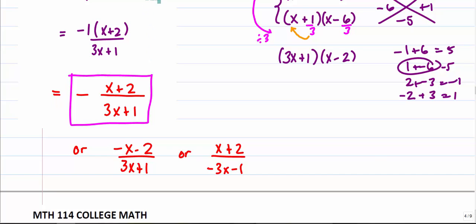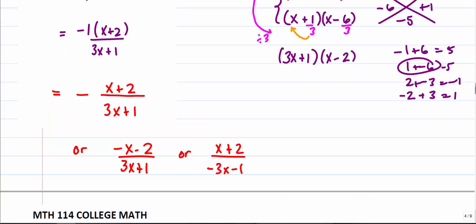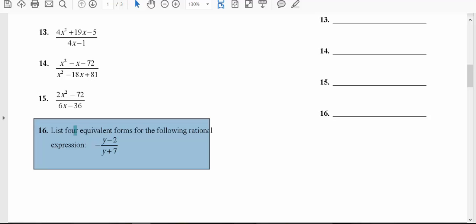And so this one was kind of easy because everything was positive inside, in here and here. So just as a side note to help you with the last problem on the homework, number 16. With number 16, what you want to do is something like this. It says to list 4 equivalent forms of the rational expression. Wow, 4. So let's say I had x minus 5 over x plus 2.